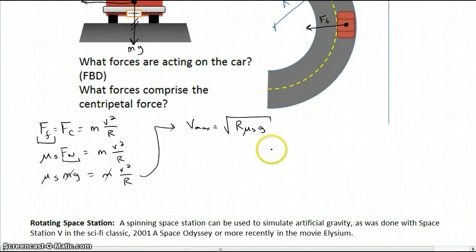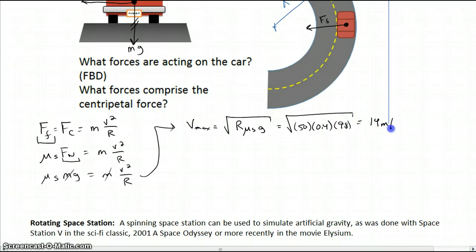And in this situation, we can write those numbers out. That's going to be the square root of 50 times 0.4 in this situation on dry pavement times 9.8. And that works out to be about 14 meters per second. That's about 31 miles per hour. Okay, any faster than that, and you're going to skid off that curve.